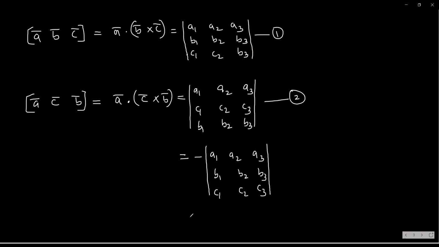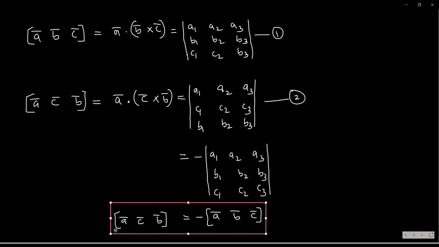So now this gives me negative of, what is this determinant? It is A bar, B bar, and C bar. And what did I have here? I had the box product A bar, C bar, B bar. So now I have a very important property of box product. The property is whenever you interchange any two vectors in a box product, the box product will change the sign.